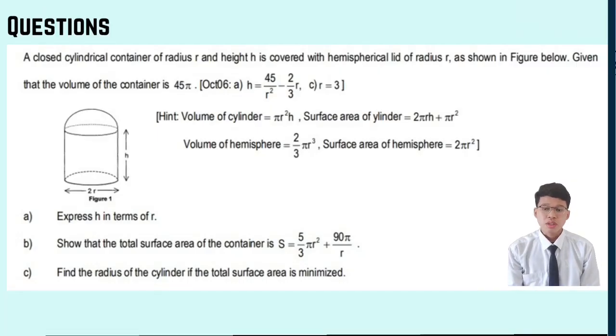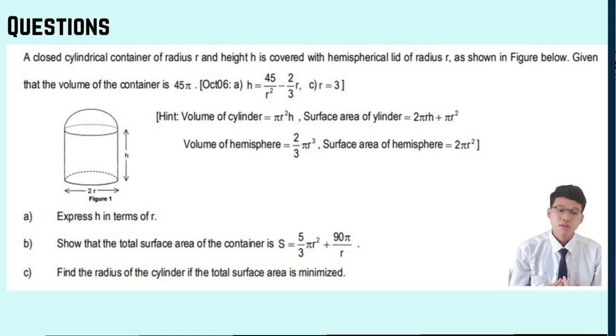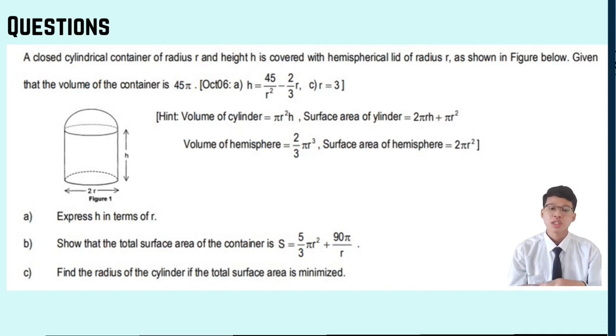Problem statement: a closed cylindrical container of radius r and height h is covered with a hemispherical lid of radius r, as shown in the figure below, given that the volume of the container is 45 pi. The first question is asking to express h in terms of r. In order to express h, we need to know which formula involves h. From the formulas given, the only one involving h is the formula of volume. Since the cylindrical container and hemisphere are one object, we need to combine both formulas of volume.